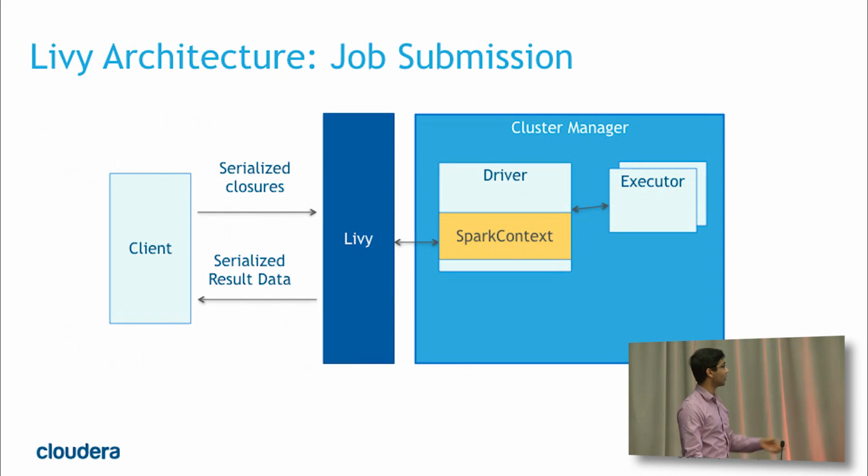Let's just review that with an architecture diagram. You have clients that are sending serialized closures over Livy to a specific Spark context. On the Spark context, that job is executed just like any other Spark job. Results are taken from the action, serialized, and sent back to the client. And I hope you'll agree this opens up whole new ways of leveraging Spark. Just nod and humor me.